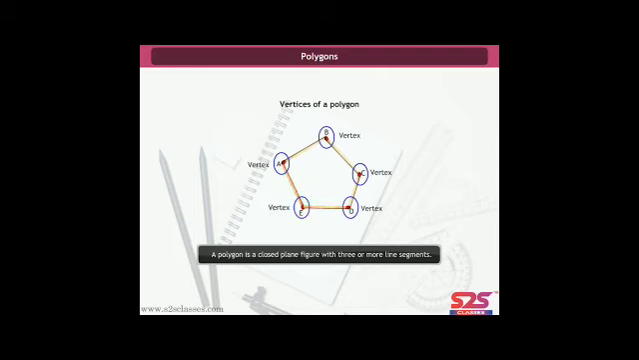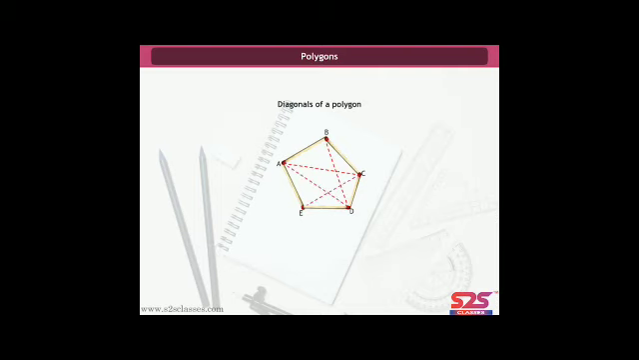Any two sides with a common endpoint are called the adjacent sides of the polygon. For example, AB and BC are adjacent sides. The endpoints of the same side of a polygon are called adjacent vertices. For example, A and B are adjacent vertices, whereas A and C are non-adjacent vertices. A diagonal of a polygon is a line segment joining the non-adjacent vertices of the polygon. Here in this figure, AC, BD, CE, AD and BE are diagonals.